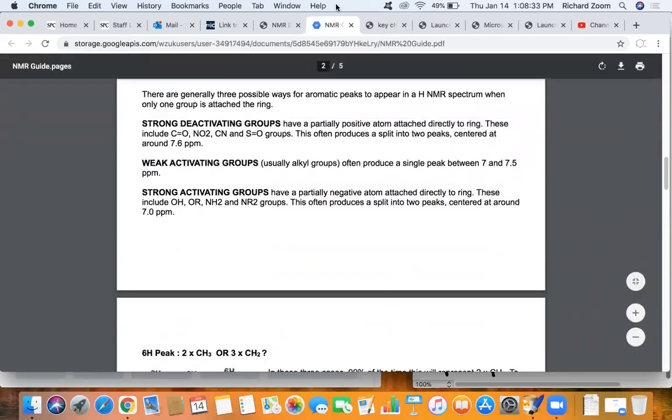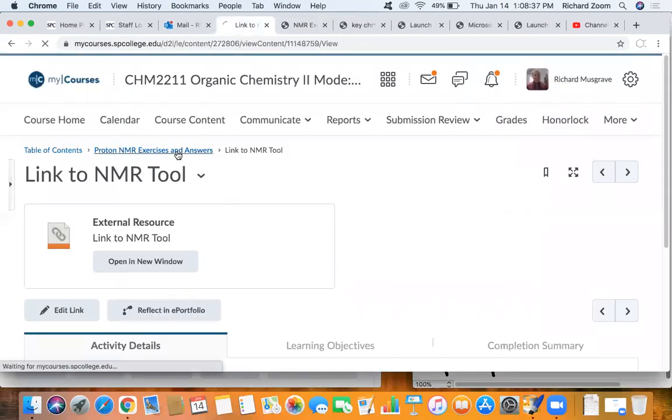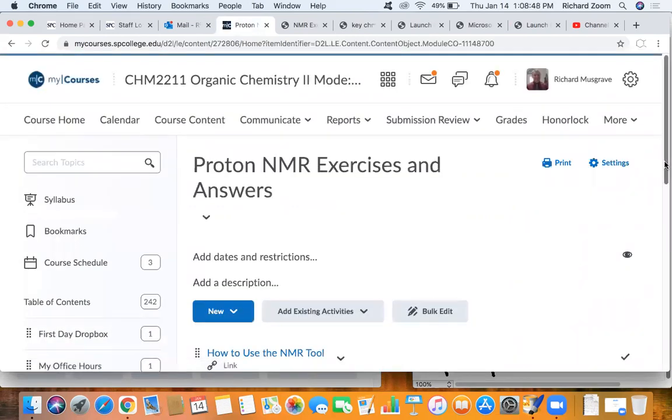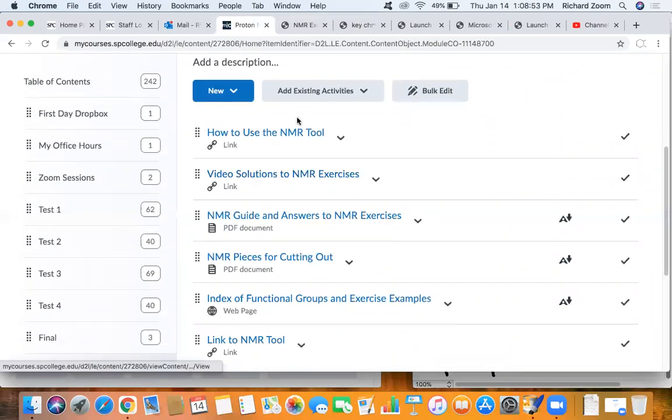So all of these resources are in this folder, this Proton NMR exercises and answers. And I really feel like the best way for you to practice this is to go in and use that tool. So you've got the directions on how to use it. You've got the video solutions, all 75 video solutions are here as well. You've got the answers to the NMR exercises, the ones I just pulled up.